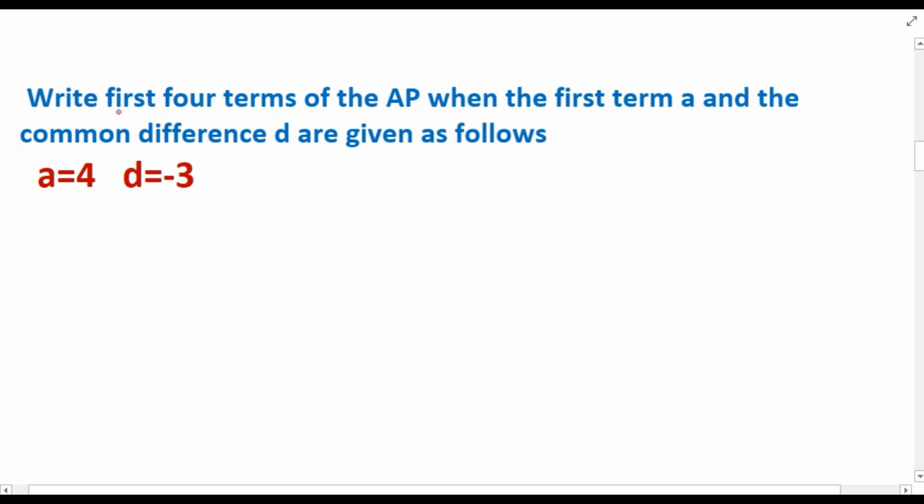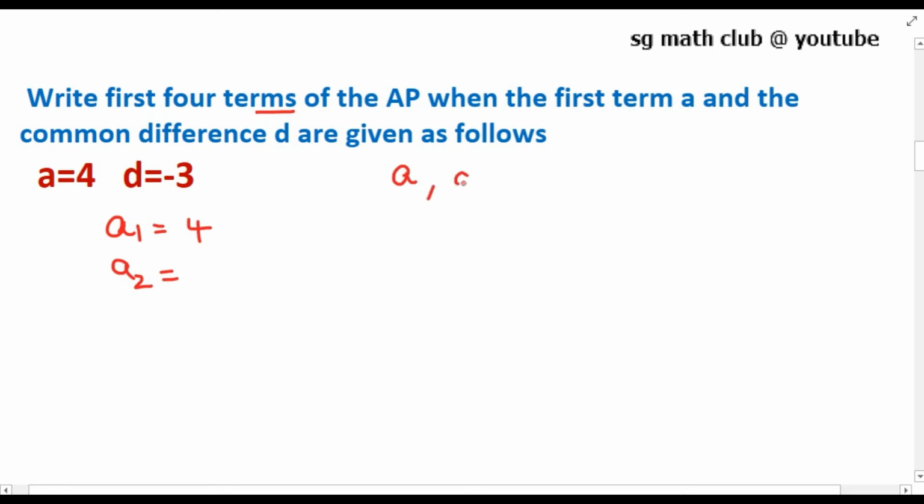Now we need to write the next question, the first 4 terms of the AP. First term is A and the common difference is D. They have given like this. So the first term A1 is 4. A2, we know the general form of AP is A, A plus D, A plus 2D, A plus 3D, etc. So this is the first term, second term, third term, fourth term.